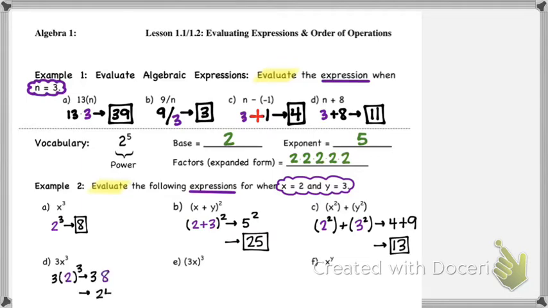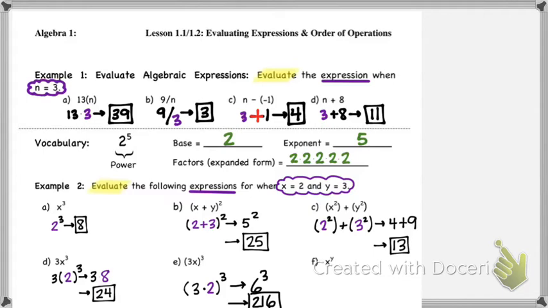Now, on D and E, we're going to have some similarities, which is why I have them filling in at the same time here. Notice they almost look the exact same. However, the placement of the parentheses does affect the order in which things happen, which we're going to talk about more here in a second when we look at order of operations. So, on example D, when we have 3 times 2 cubed, exponents trump multiplication. So the 2 cubed happens first, giving us the 8. 3 times 8 is 24.